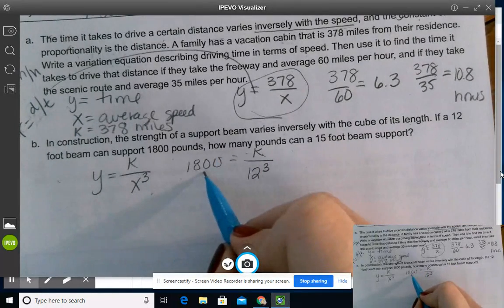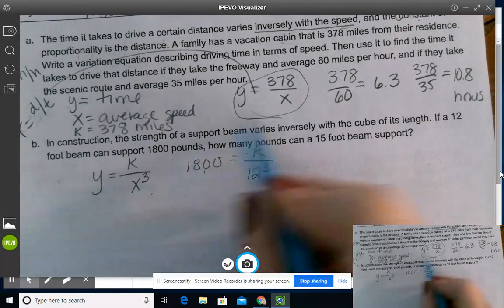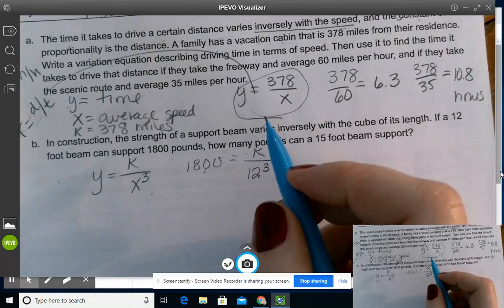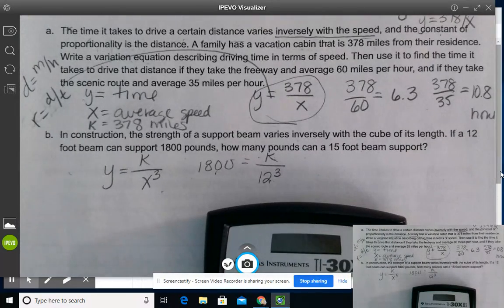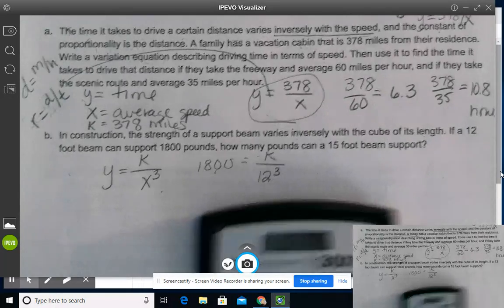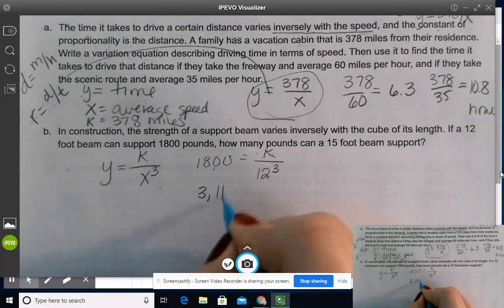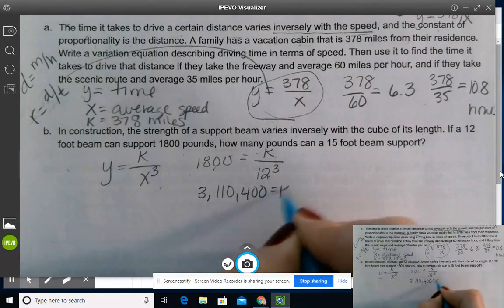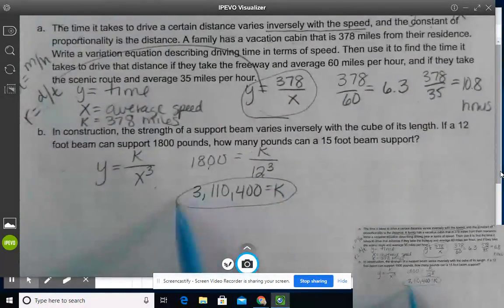So if 1,800 pounds can be supported by a 12-foot beam, how do I get rid of a denominator? Multiply it. So if I take 1,800 times 12 to the third, a big large number, 3,110,400, right? Then we're using this as our K value.